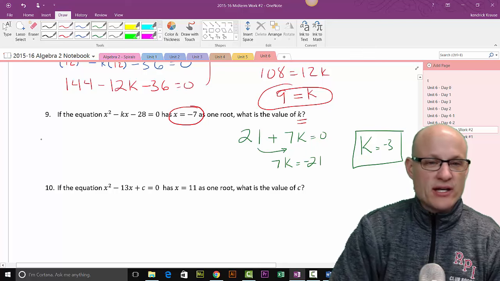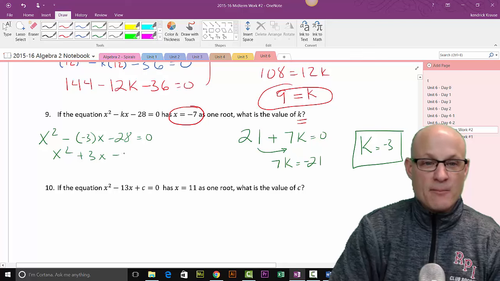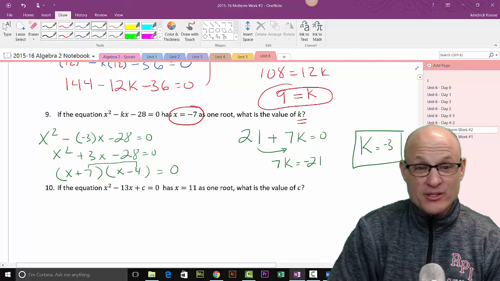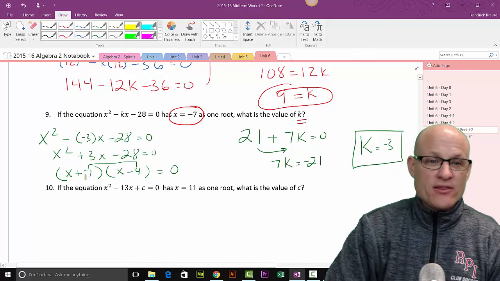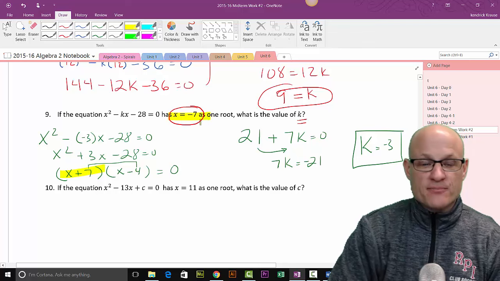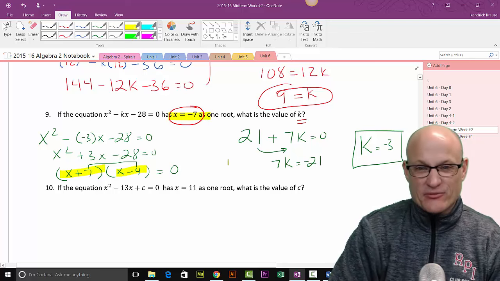So we said k was negative 3, right? So we do x squared minus negative 3x minus 28 equals 0. So this is really x squared plus 3x minus 28 equals 0. So I go cha-ching, cha-ching, cha-ching, cha-ching equals 0. x plus 7, x minus 4. These multiply to negative 28 and add up to positive 3. And then clearly this will give me a root of negative 7. This will give me a root of positive 4.